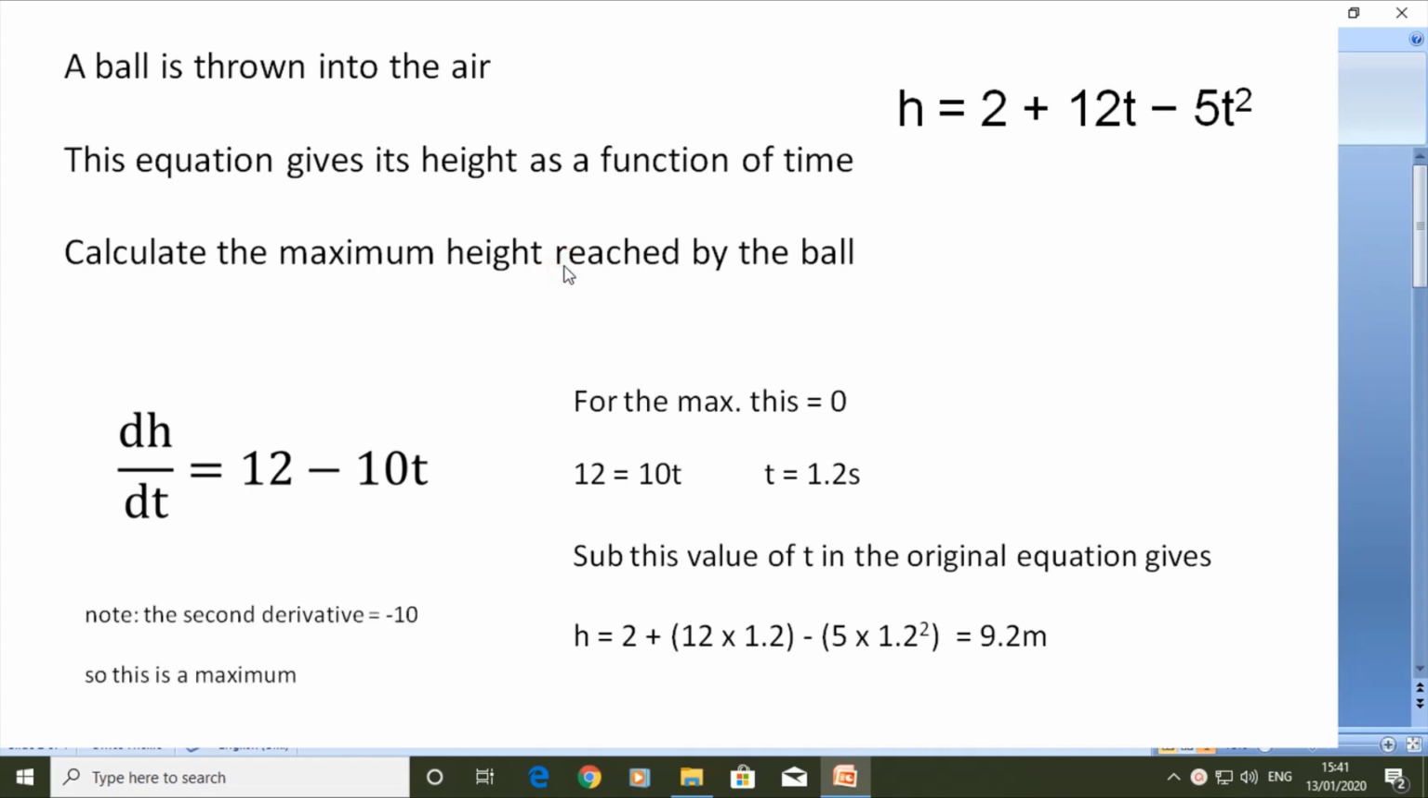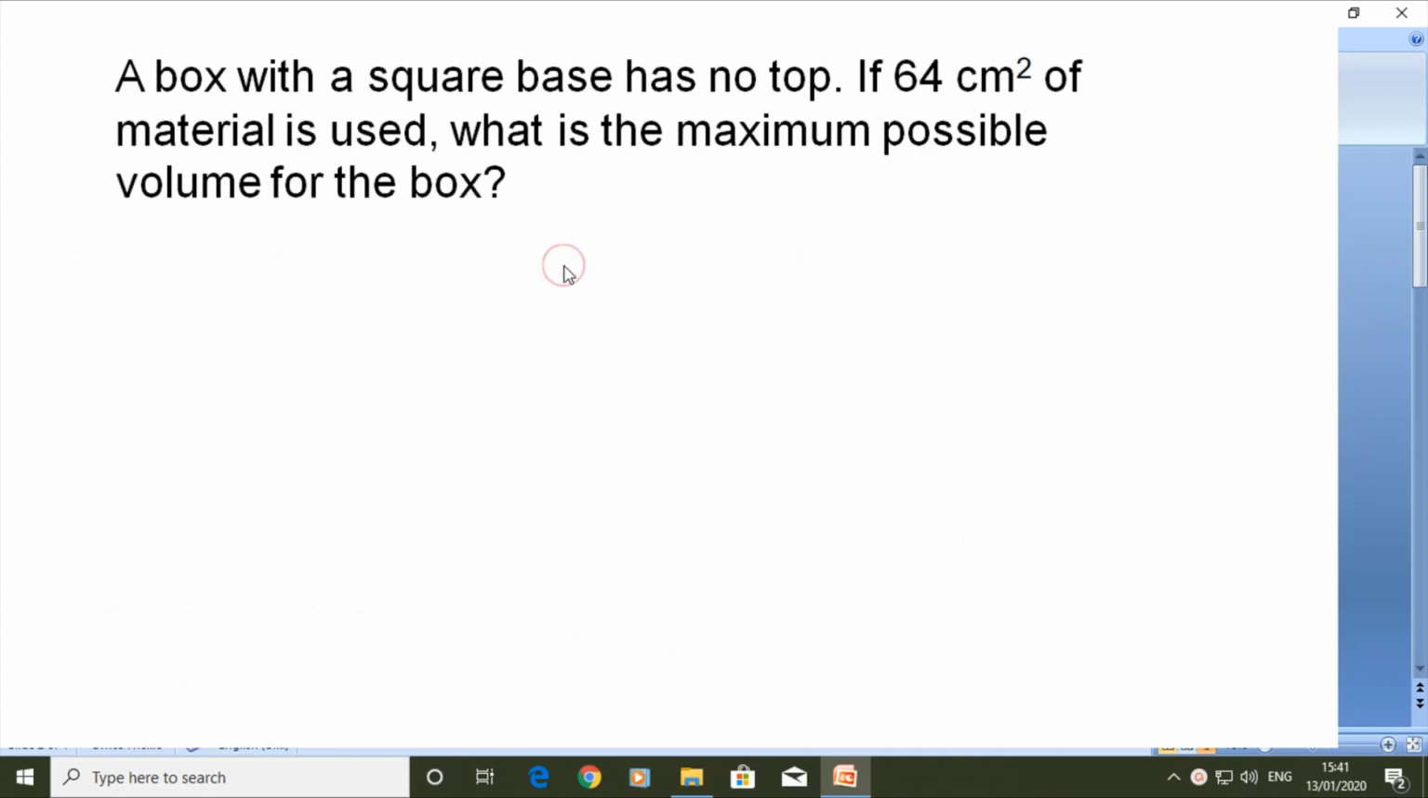Note that the second derivative, d2h dt squared, would be minus 10, and that tells me that it's a maximum because it's negative. This one's a little bit trickier. A box with a square base has no top. If 64 centimeters squared of material is used, what is the maximum possible volume for the box?